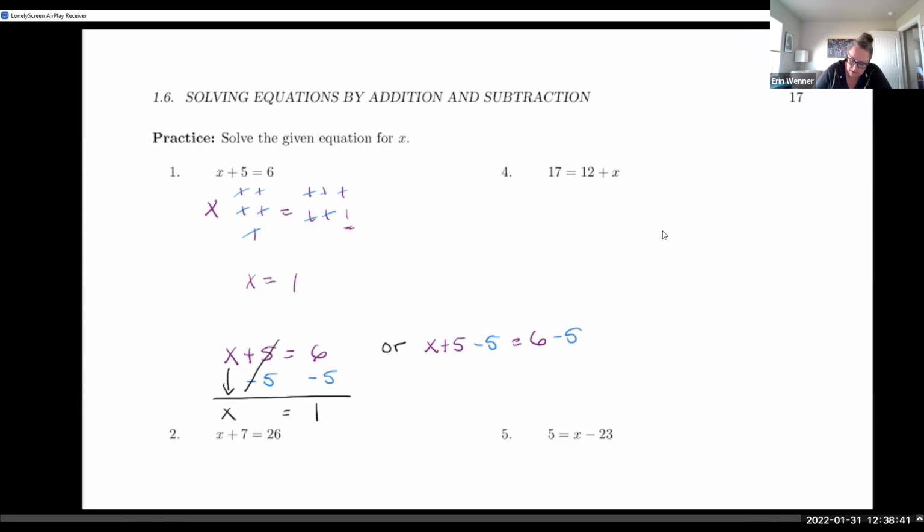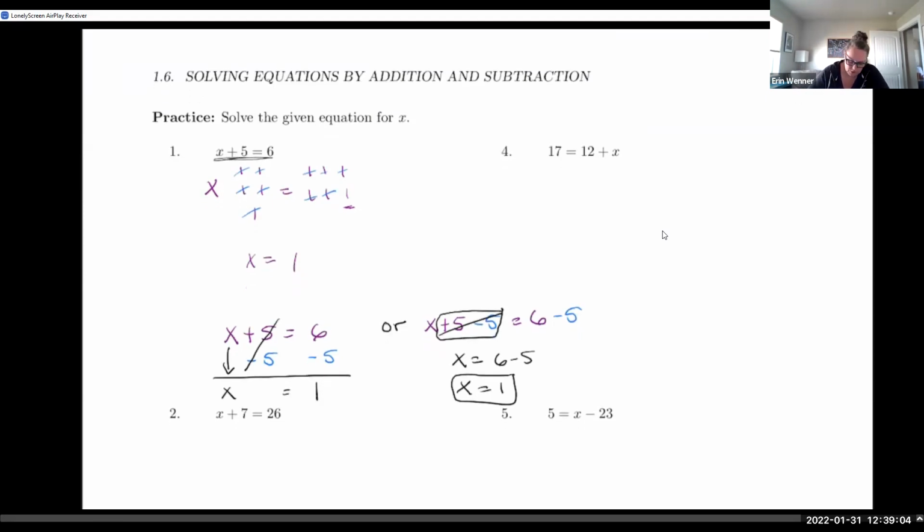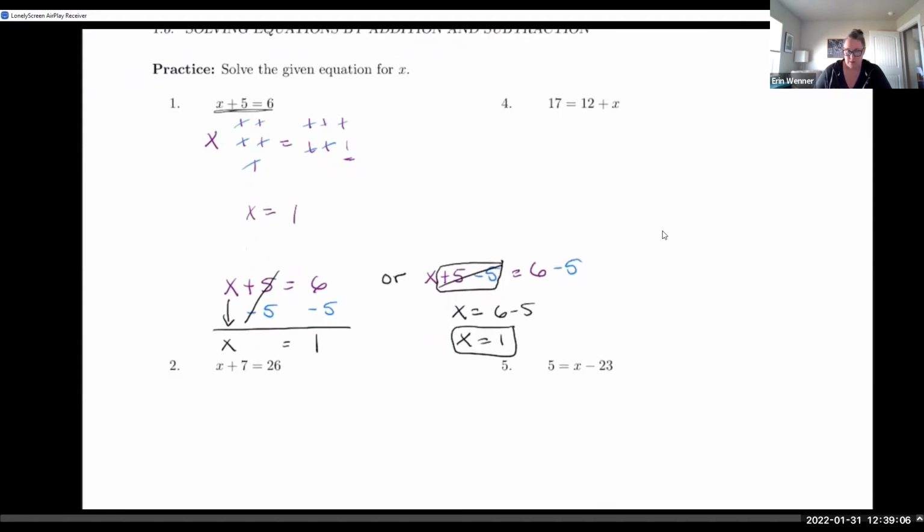If I was solving it the right-hand way, again, this plus 5 minus 5, those cancel with each other, giving me x equals 6 minus 5, or x equals 1. So again, what we're doing there is we're doing the opposite of plus 5. That's why we are subtracting 5. So why don't you try number 2 and tell me what you think the answer is.